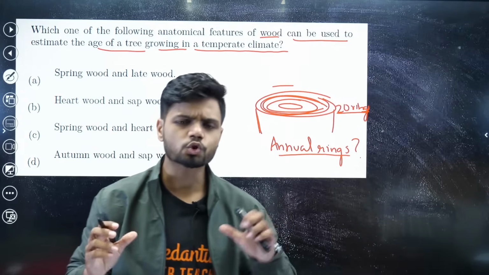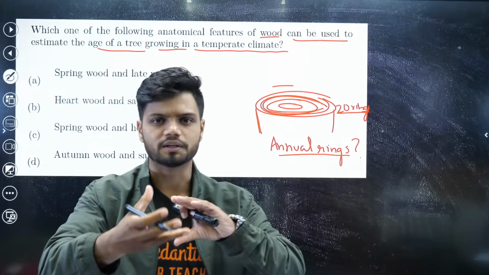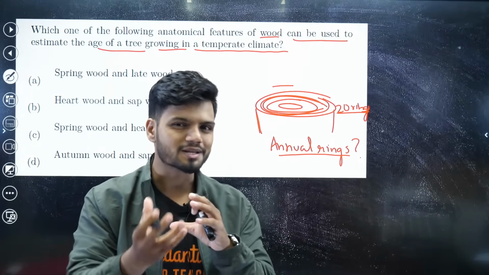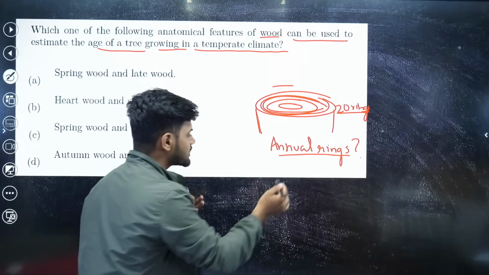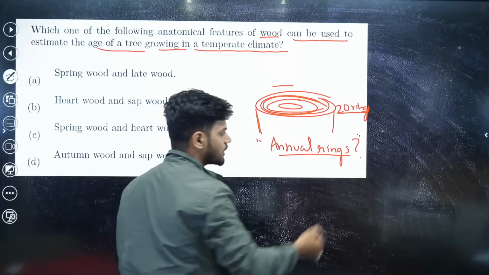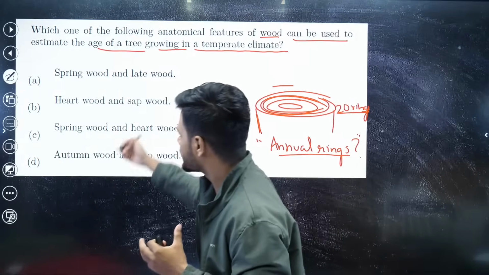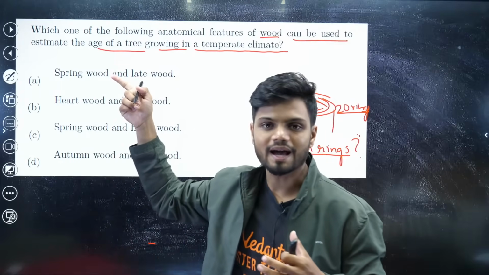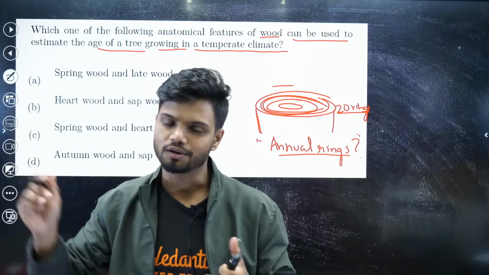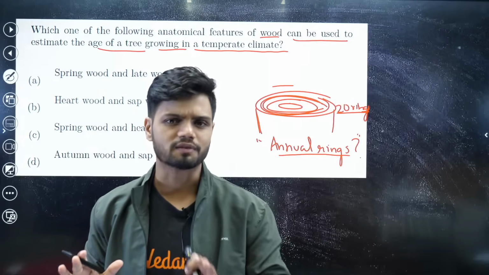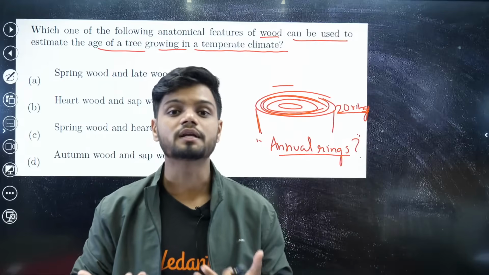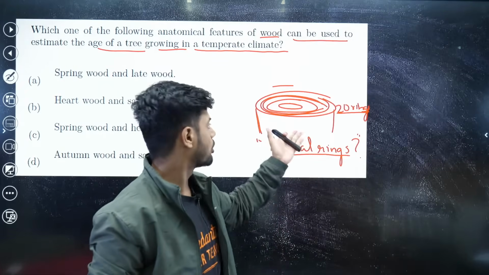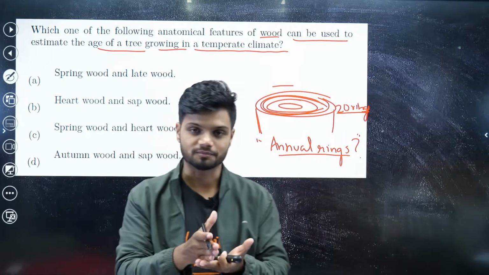Now, the question is a little twisted here. The question is asking you, the answer we know, it is annual rings. But in the options, do you see annual rings anywhere? No. You do not see annual rings anywhere. Because you need to know how the annual rings are formed. Like how are they even forming? That is the actual answer.